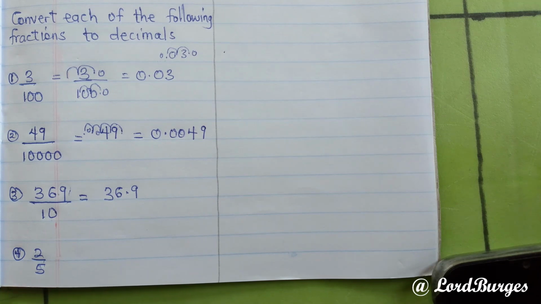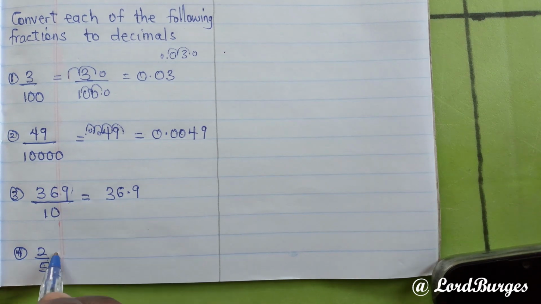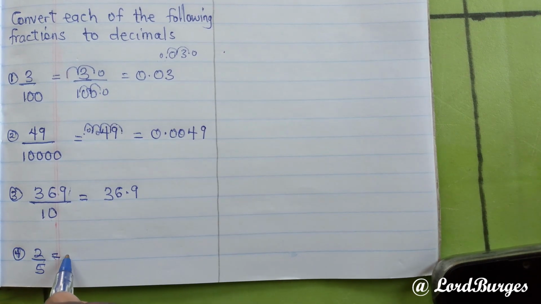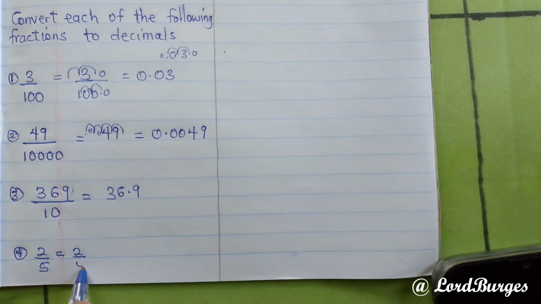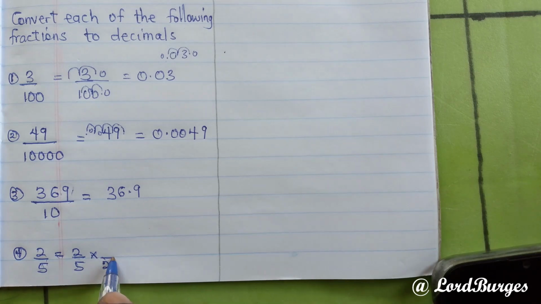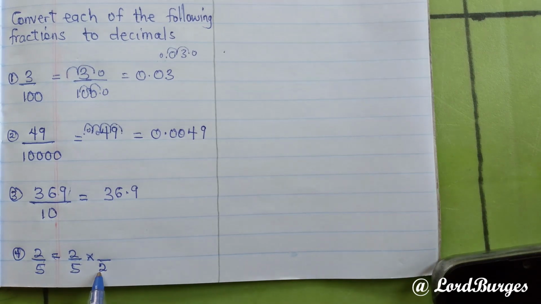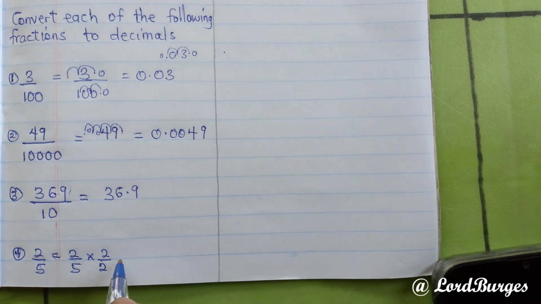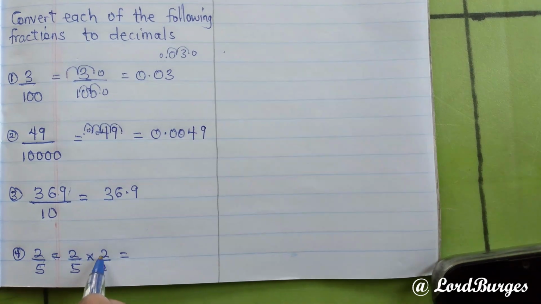Now I have 2 over 5. I don't have 1 and 0 at the down. So a short way of doing this is writing 2 over 5 times what will you multiply the 5 by? That is the denominator, to get 1 and a 0. I realize that if I multiply the 5 by 2, I'll be having 10. So I'll use that same 2 to multiply the top one. Therefore, this becomes 2 by 2 is 4 by 10.